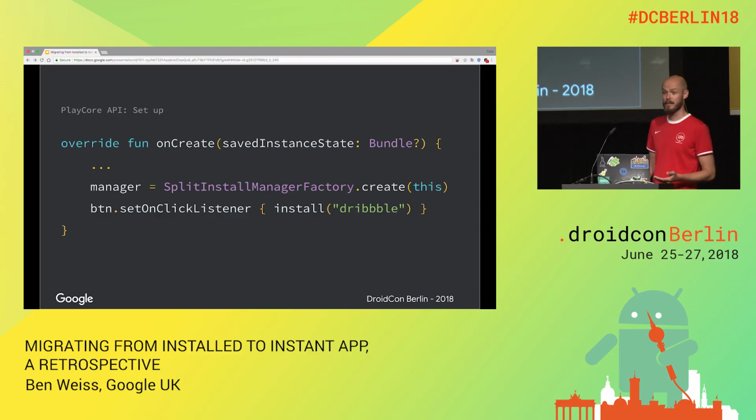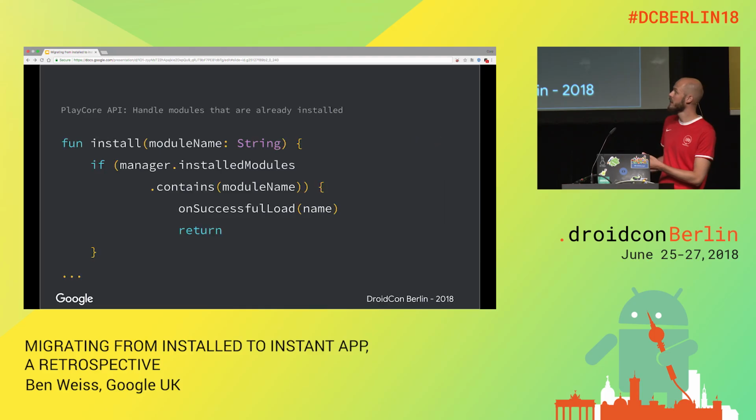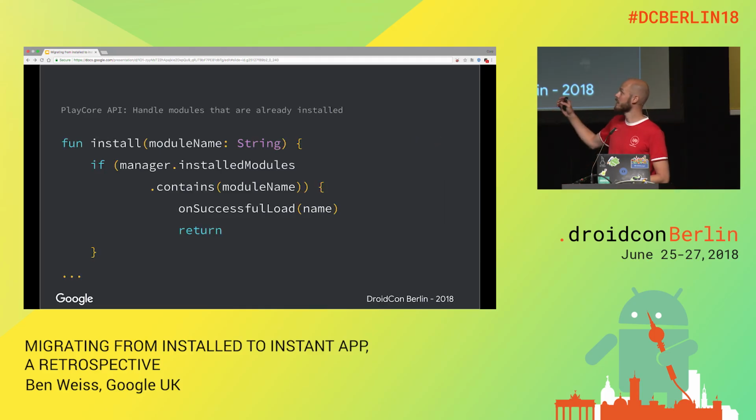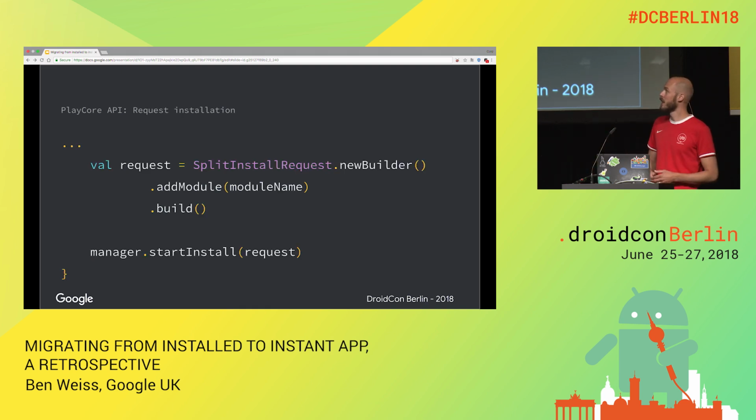How does it work? You've got the SplitInstallManagerFactory. You create it for an activity that you're running in. And then with an install method, what I did is I just checked if the module is already installed. If it's already installed, then I call onSuccessfulLoad, which is my callback to just say, this is done already, we can continue. And if not, what I do is I create the builder, add the module, and build, and then call the manager to start my installation request. So it's a fairly straightforward API as well. And we can just go ahead from there.